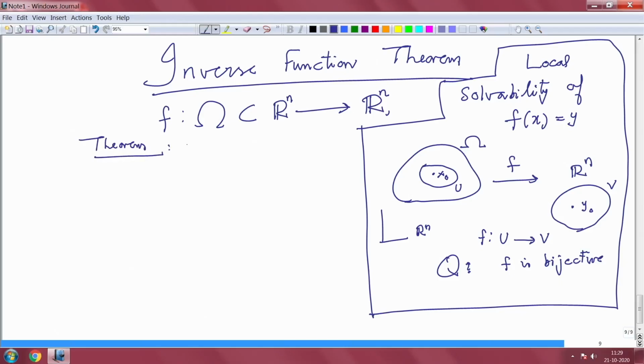Okay. So, let f be as above, and a belongs to omega, omega is open. Bounded set, all that is not necessary, but open is important, and b is equal to f of a. Instead of x naught, y naught, I am using a and b. Okay. So, I have two assumptions. Understanding assumptions is very, very important.